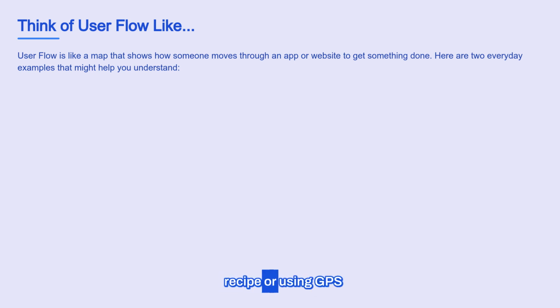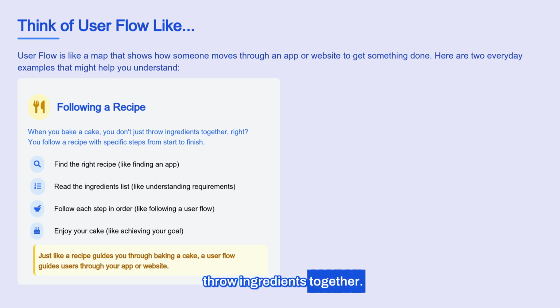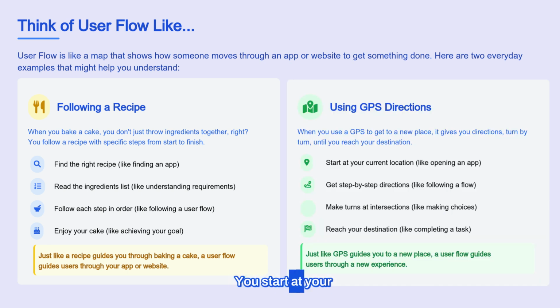To better understand user flows, think of them like following a recipe or using GPS directions. When you bake a cake, you don't just throw ingredients together. You follow a recipe step by step. Find the recipe, read the ingredients list, follow the steps in order, and finally enjoy your cake. That's just like completing a user flow. Or think of GPS directions. You start at your current location, follow step-by-step instructions, make turns at intersections, and finally arrive at your destination. Just like GPS guides you to a new place, a user flow guides users through your app or website.